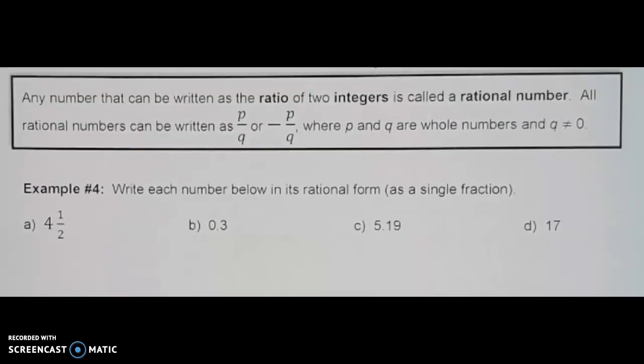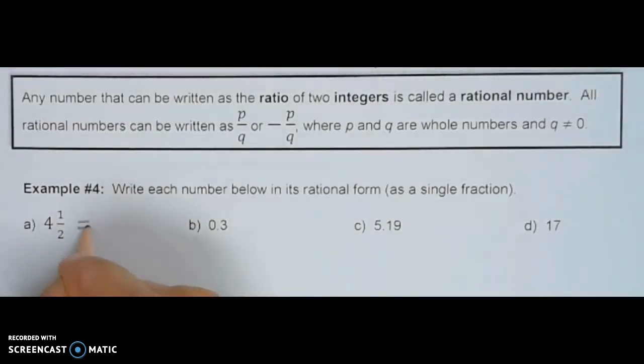So we just said that any number that's rational can be written as a single fraction. And in example number 4, that's what we're going to do. We're going to write each number below in its rational form, which means as a single fraction. In letter A, we have a mixed number, 4 and 1/2. Okay, it's got a whole number part and a fractional part. We just want to write this, though, as a single fraction.